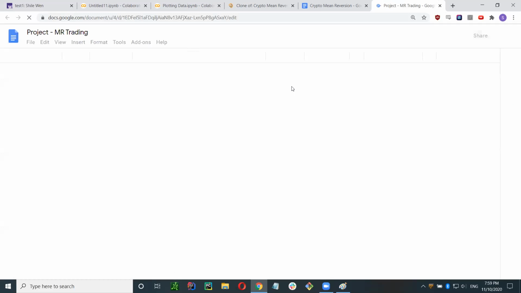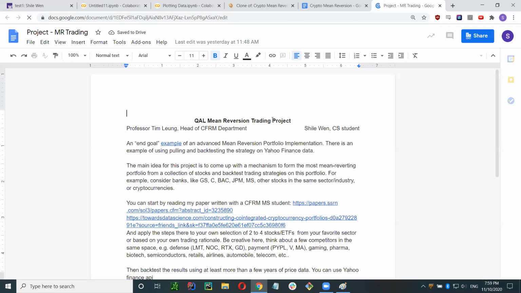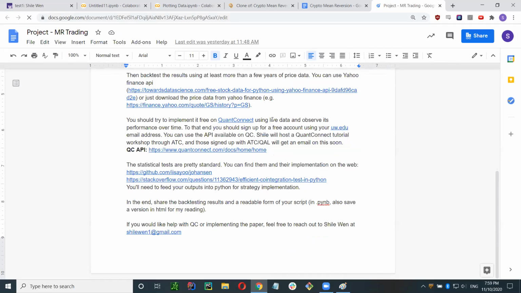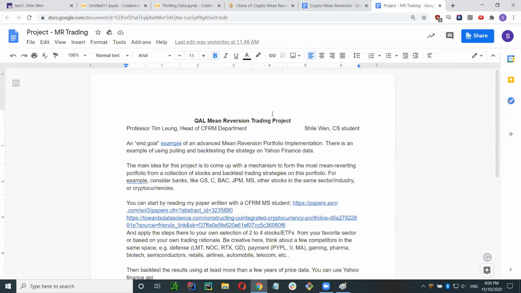This is for those who are interested in working on the quant project. It's very similar to what we did today. It's actually the same thing. The Quantitative Analytics Lab is with the CF arm.